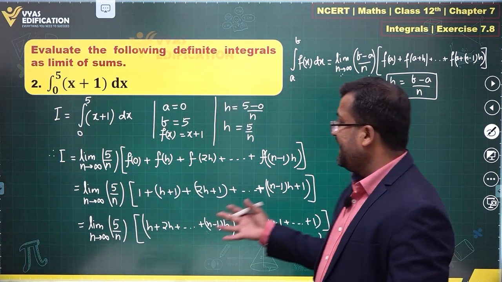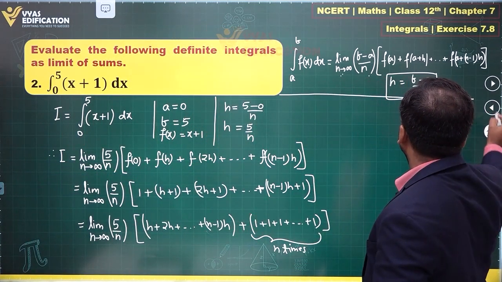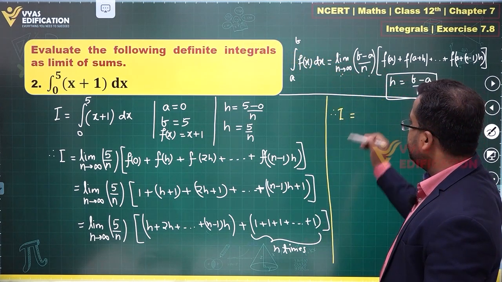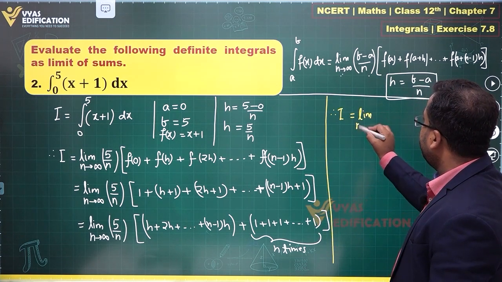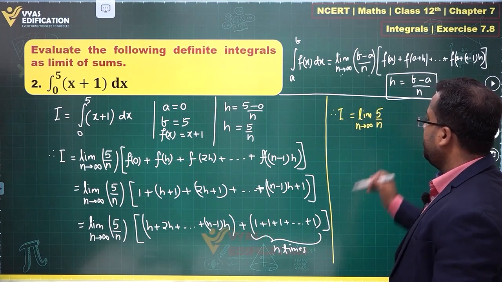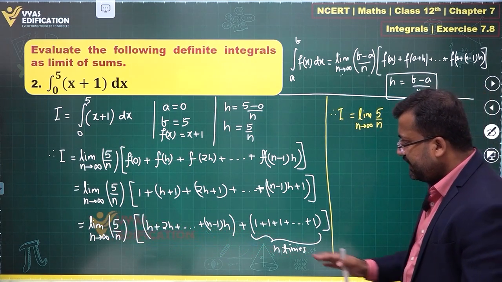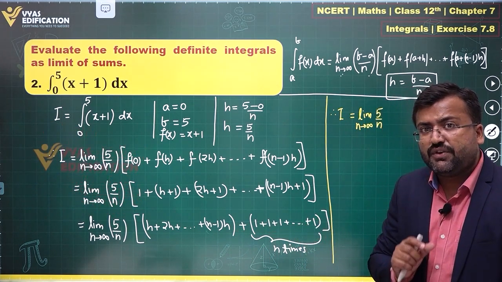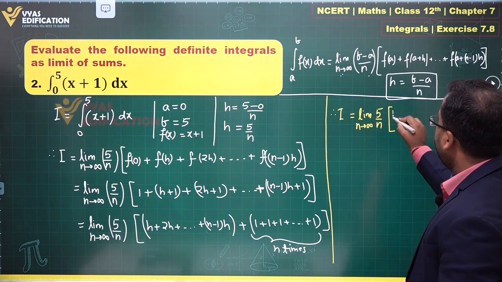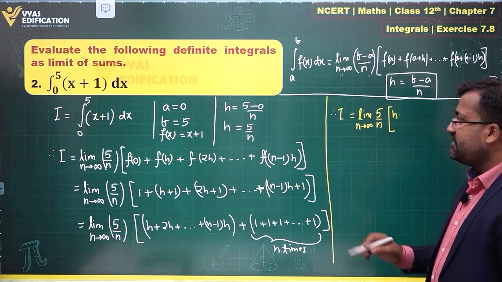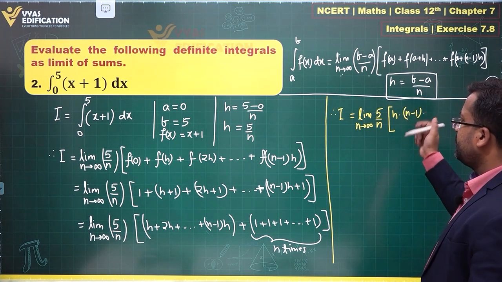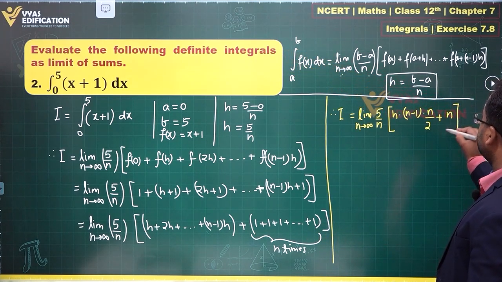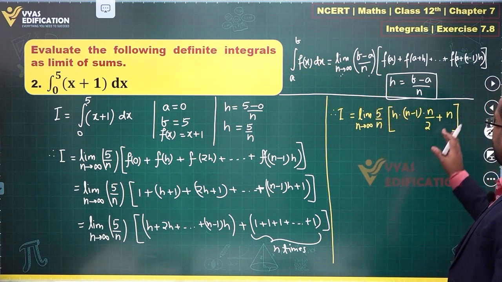Now simplifying that expression will not be difficult at all. Let me write the further steps over here. Therefore, I becomes equal to what? Limit n tends to infinity, 5 upon n is what I have. And here I can take out h common. What is remaining is 1 plus 2 plus 3 plus dot dot dot up till n minus 1, which is the sum of the first n minus 1 natural numbers. That will be (n minus 1) times (n minus 1 plus 1), which is n, by 2. Plus the sum of 1, 1, 1, n times, which is simply n over here.